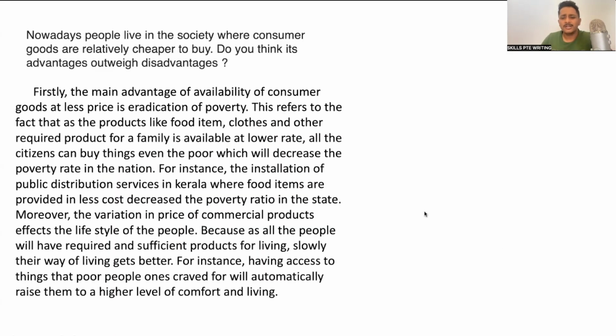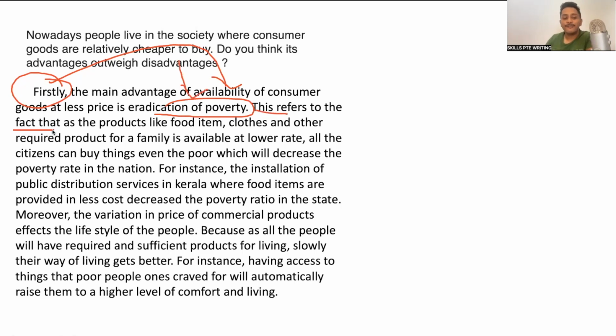So if you see here, this is the second paragraph. Firstly, the very first line talks about the main idea. Firstly, there are many advantages to people living in a society where goods are relatively cheaper to buy. Don't waste your time. For that, you need to type, 1 minute gone. Every second matters the most. Get it right, properly come to the point in the very first line in a simple sentence. The main advantage of availability of consumer goods at lesser price is eradication of poverty. Bang on target.